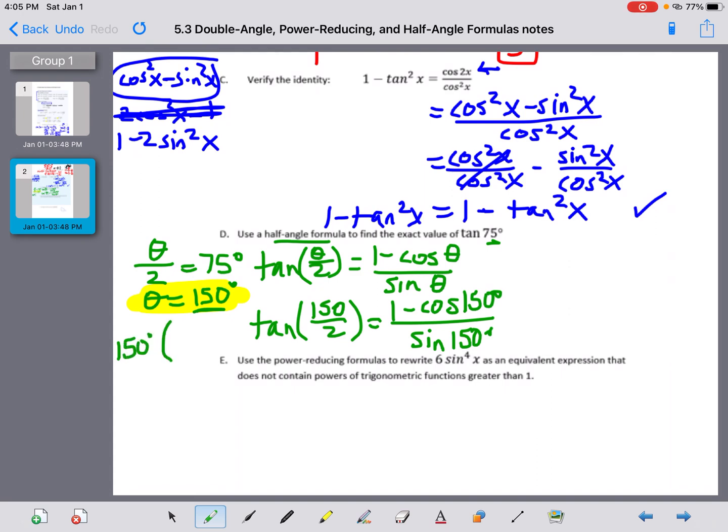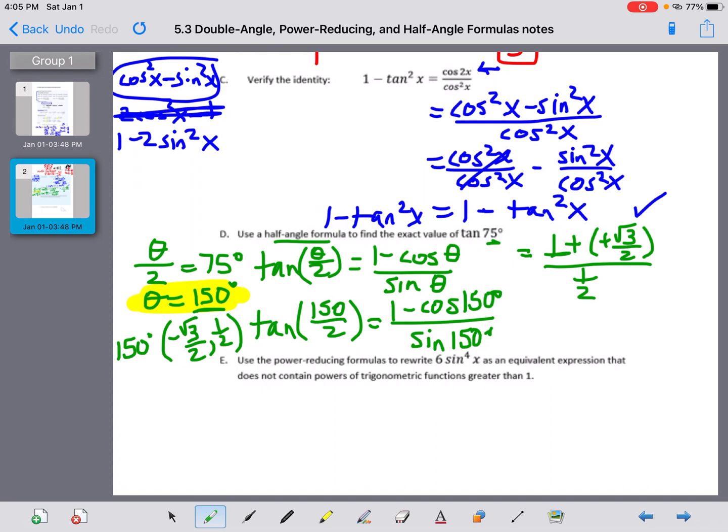150 is in my second quadrant, and it has the ordered pair of negative radical 3 over 2 and 1/2. Okay, so coming over here for work, 1 minus the cosine is my x value, which is negative radical 3 over 2, all over my sine, which is my y value, which is 1/2. All right, across the top, a minus and negative is a plus.